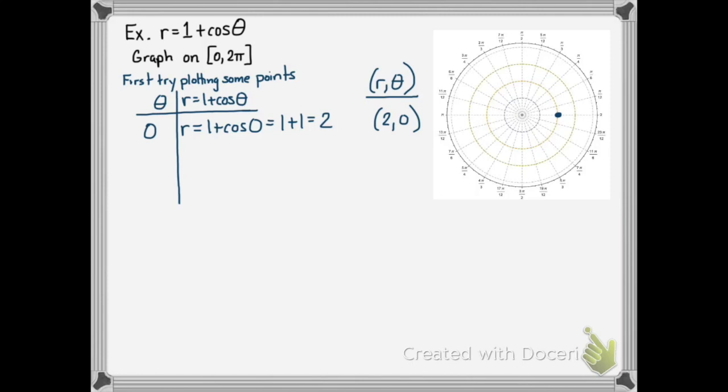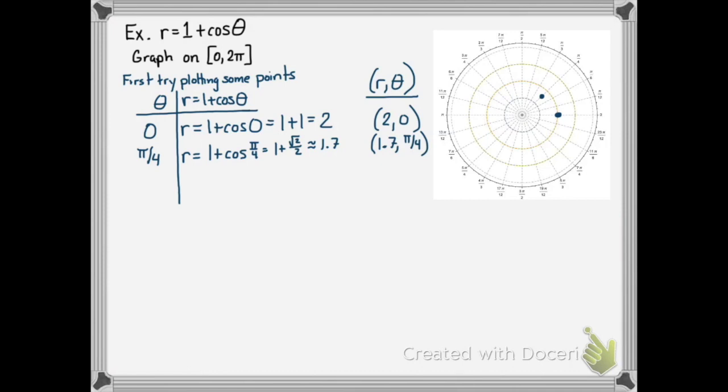The angle I'll choose is pi over 4. I plug in pi over 4, and I end up with r equals 1 plus cosine of pi over 4. Then I have to think about what cosine of pi over 4 is. I might have to do a little work, or I might have it memorized. Then I have 1 plus root 2 over 2, and if I type that into my calculator, that's approximately 1.7.